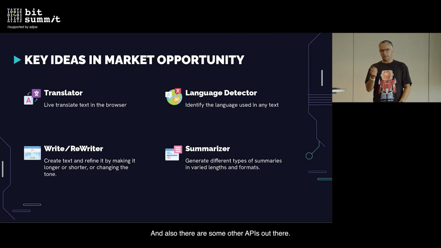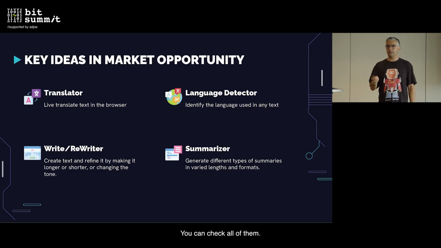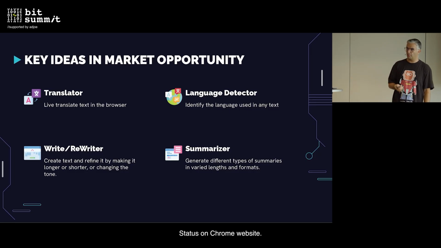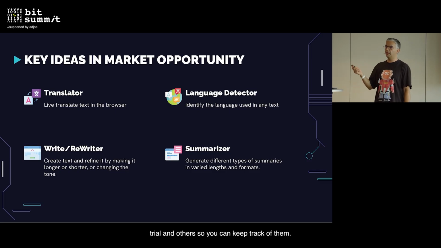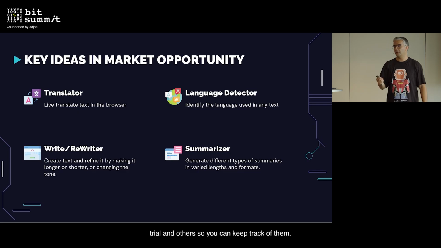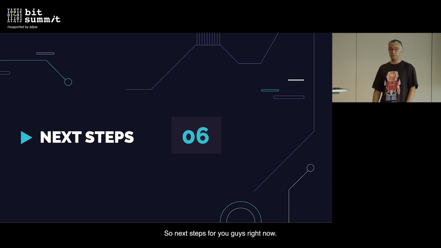And also there are some other APIs out there: translator, language detector, writer, rewriter, and summarizer. You can check all of their statuses on the Chrome websites. Some of them have been shipped, some of them are in origin trial, and others, so you can keep track of them, but the language models are available right now. So next steps for you guys.